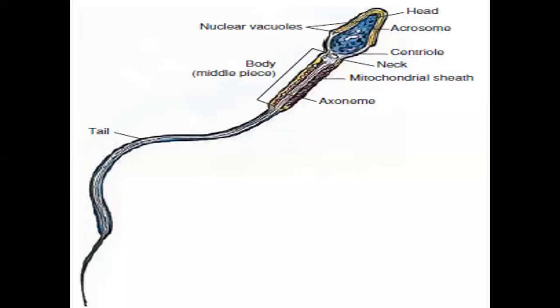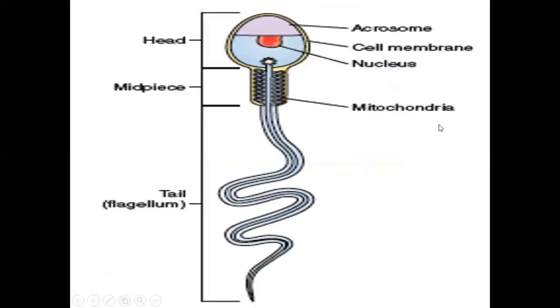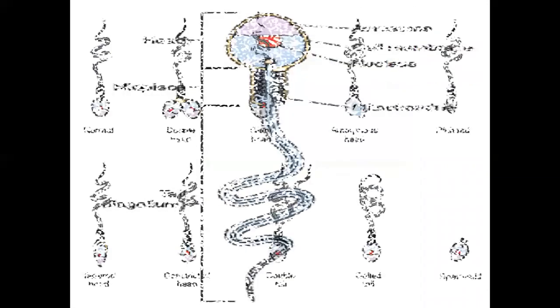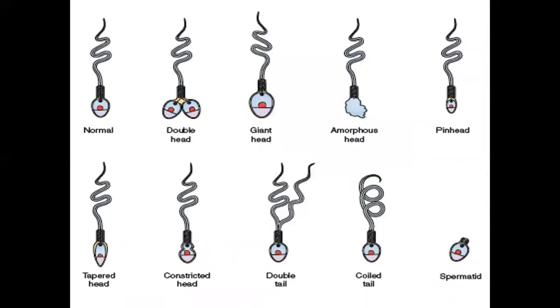For Kruger's criteria, we need to measure the head, the neck, and the tail, and we also measure the acrosomal cap. The acrosomal cap actually occupies one half of the entire head and two-thirds of the nucleus. Then the mid piece, we measure that in Kruger's criteria, and the measurement of the tail. Okay, so these are the abnormal morphologies of the cells.